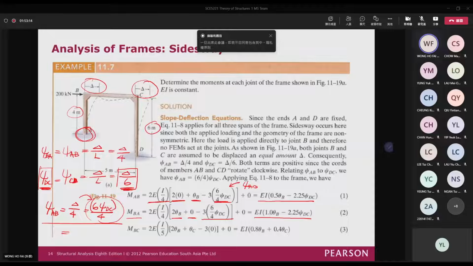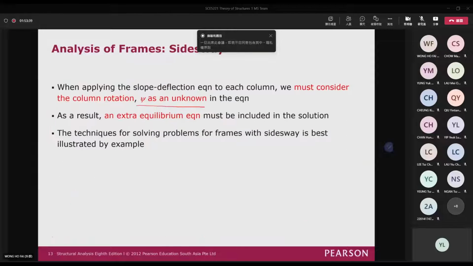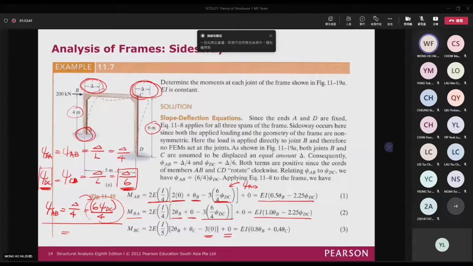And then for MBC, actually, there's no diffraction. Now, this diffraction only belongs to MAB, I mean member AB. And then for the right-hand side, the diffraction only belongs to the member CD. But for the member BC, there's no diffraction. So we will have no diffraction here. And then no fixed end moment, because there's no loading applied. And then I can write down the remaining equations 4, 5, and 6.